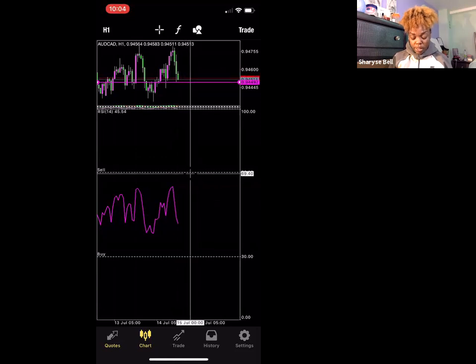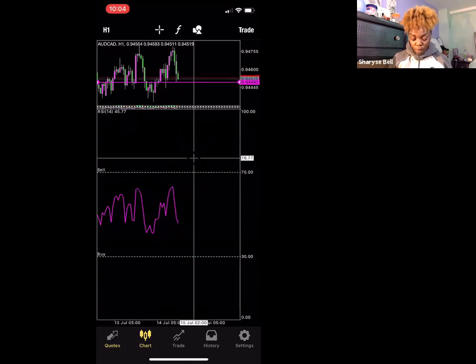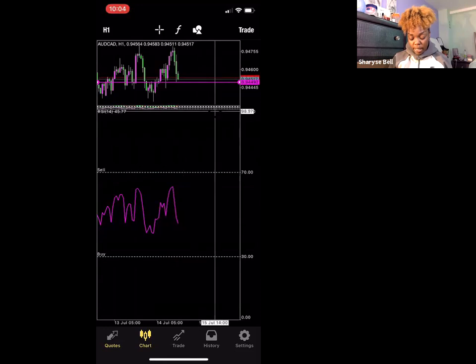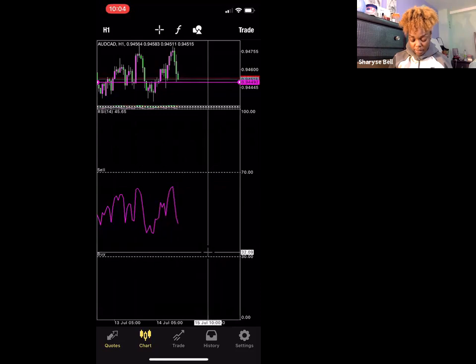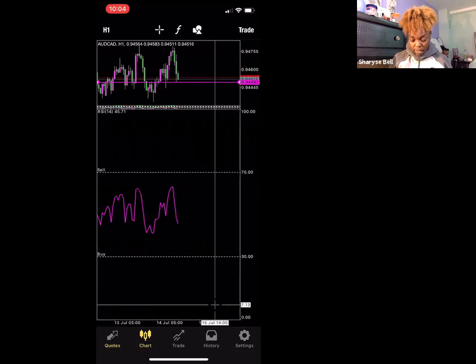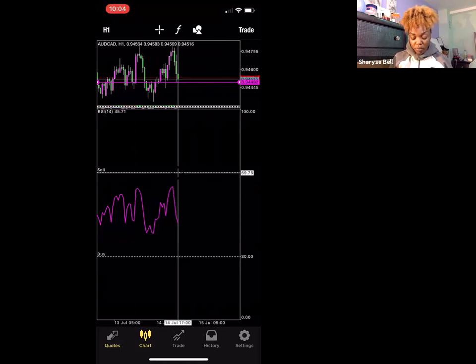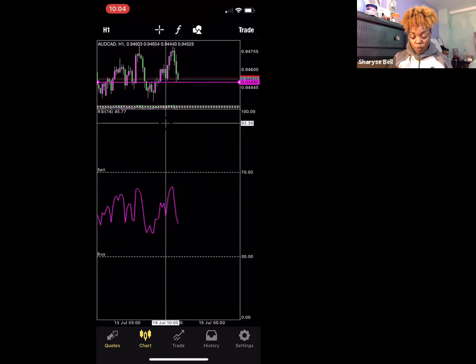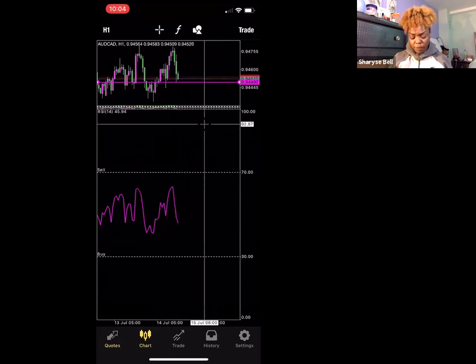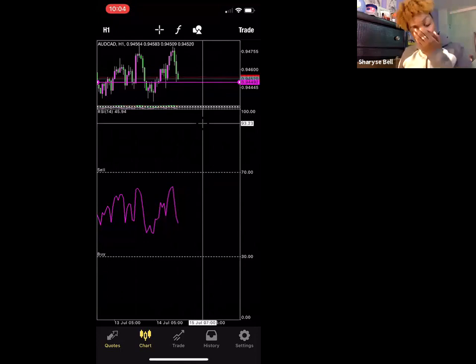Once this market reaches over 70, you've technically hit that overbought scenario. Now understand that you have 100 at the top, you got 70, you got 30, and then you got 0 at the bottom. The market has to stay between 100 and 0. It can't go above 100 and it cannot go below 0. So once you see that it's hitting the 70 range and upwards, the market has been overbought and it is a time to potentially look for a sell in the market.